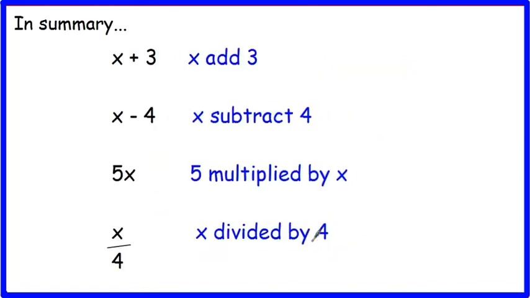So in summary, this is X add 3, X subtract 5, 5 multiplied by X, or X multiplied by 5, and X divided by 4.